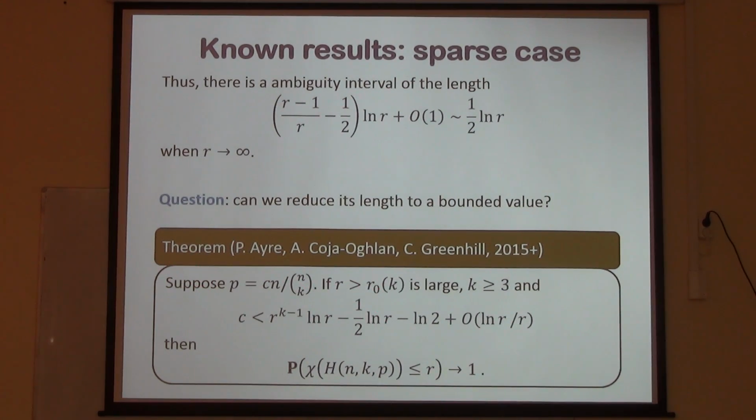In the case when R is large, it was again proved by Coja-Oghlan with Kolchin, Iyer and Greenhill, and they showed that if R is large in comparison with K, greater than some R0 of K.